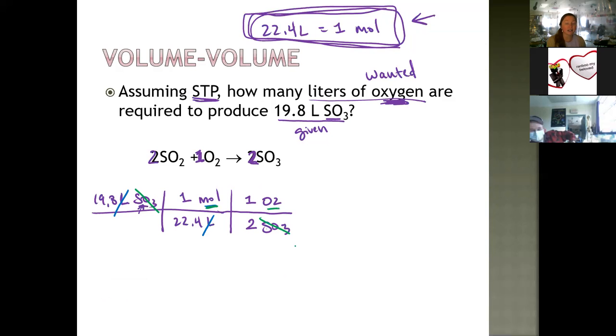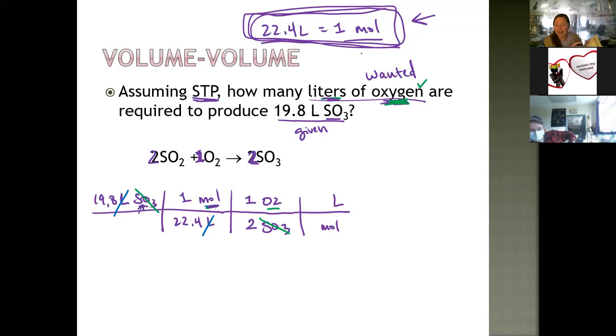Moles of oxygen, which is so close to what we're trying to find. I have oxygen, but I want liters, not moles. So I need to tack one more little piece onto railroad tracks. I have moles on top. I want moles to go away. I want to turn my moles into liters. So I'm going to put moles on the bottom. I'm going to put liters on the top. What do I know about moles and liters? There's 22.4 liters in 1 mole.